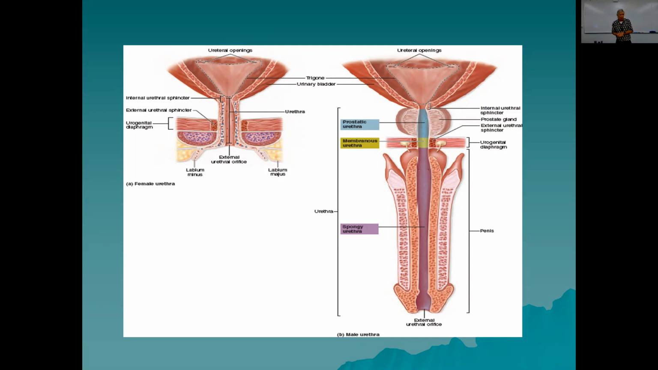There are two fluids that go through the male urethra: urine, which we'll talk about in this chapter, and semen, which we're going to talk about in the last chapter, on the reproductive system.